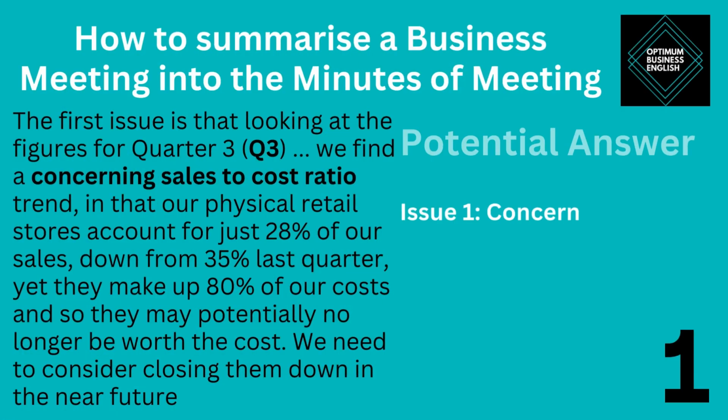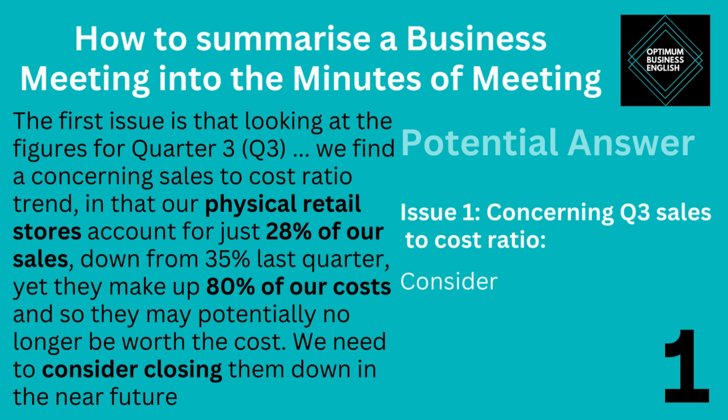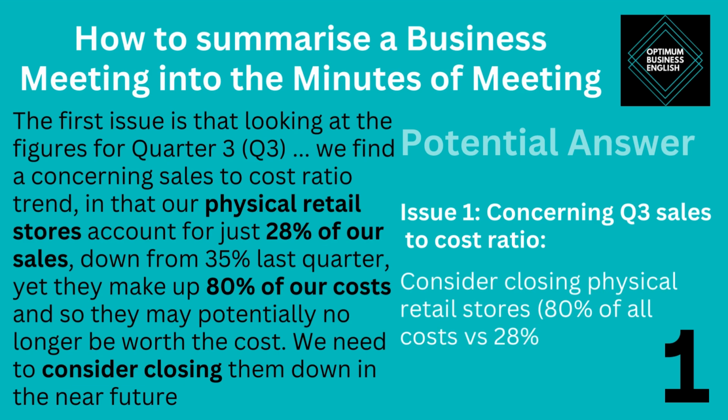A good heading for this summary could be Issue 1, concerning Q3 sales to cost ratio. The brief summary could be, consider closing physical retail stores, 80% of all costs versus 28% of sales.